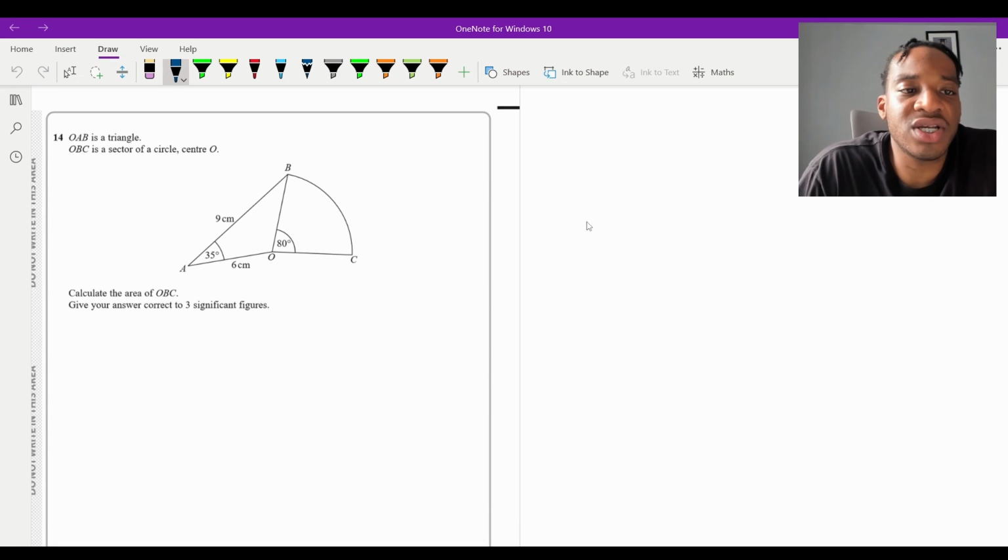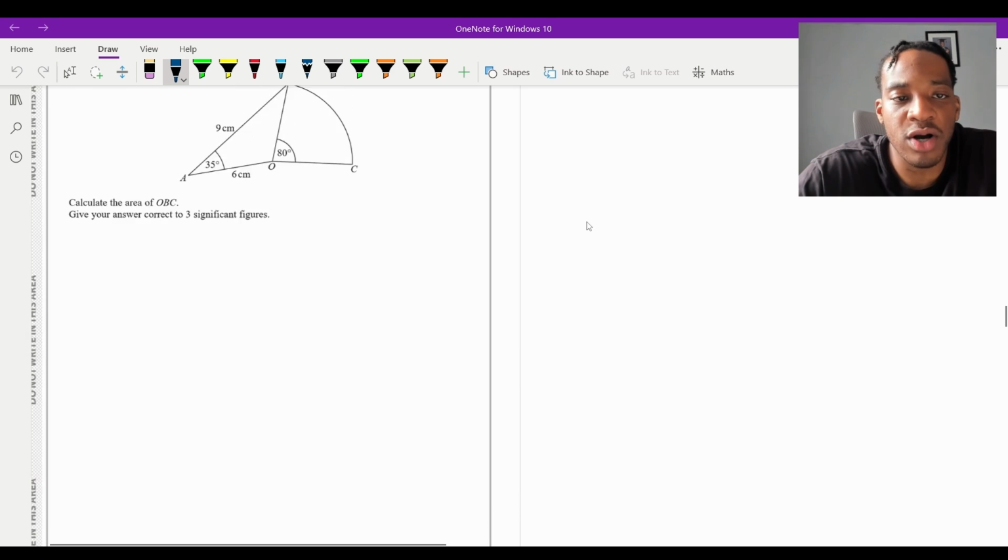Okay, so question 14 says, OAB is a triangle, OBC is a sector of a circle center O, and we need to calculate the area of OBC. Now, this is how many marks? This is a 4 marker.